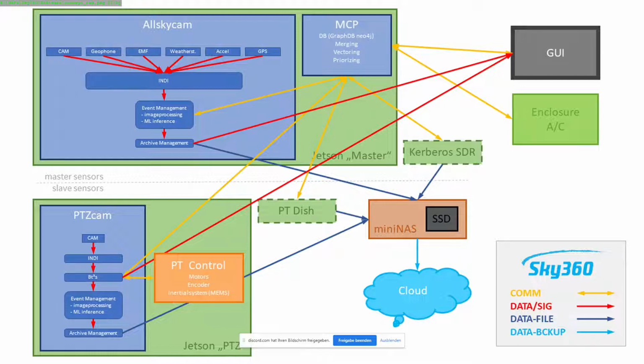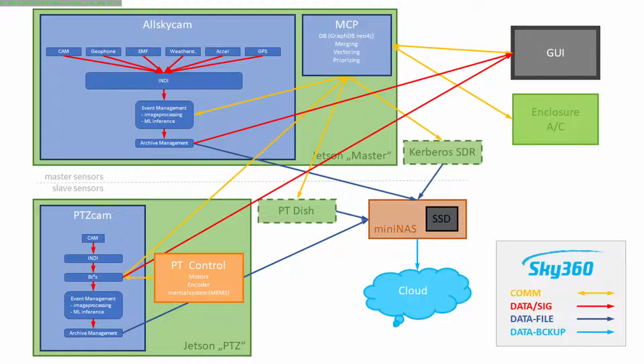Okay. So on the master sensors, we have got the Jetson Masterboard, and as Richard already explained, we've got the MCP, the Master Control Program, on the one hand, and something that we called All Sky Cam. Under All Sky Cam, we understand that it is not only a camera, but the camera stands for all sensors, and the main part of it is the camera.